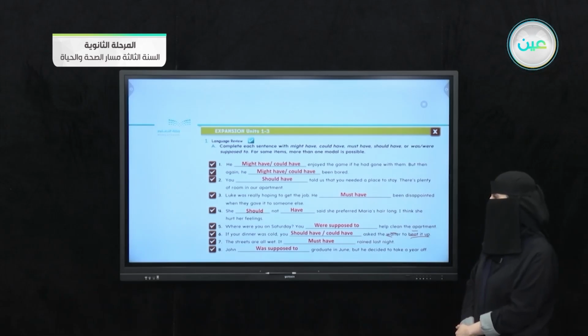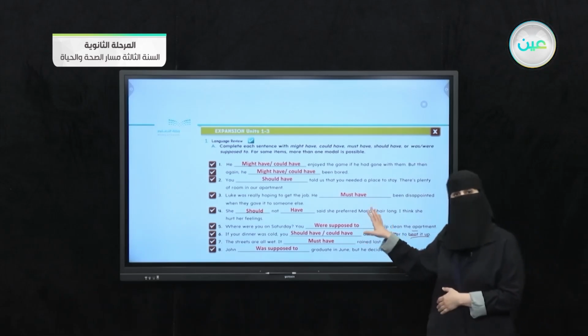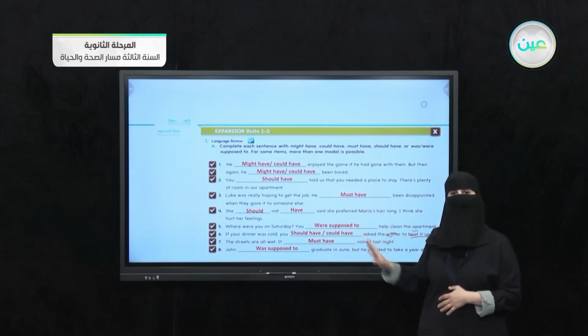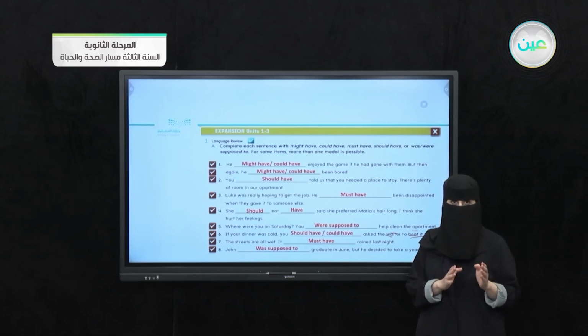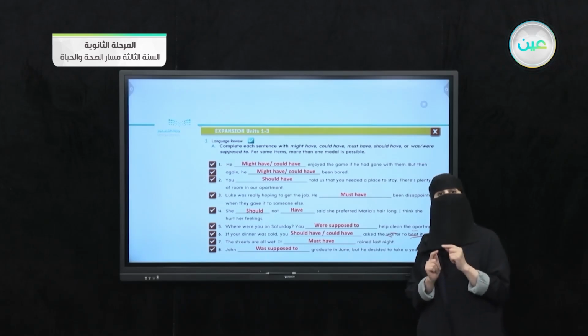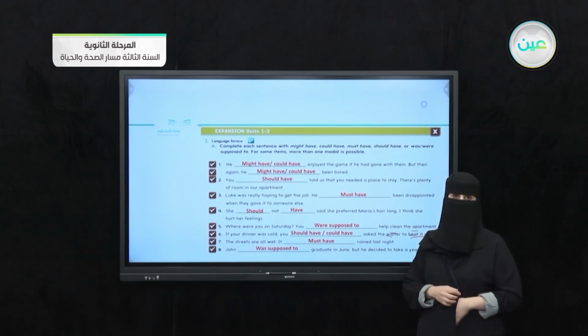Okay, from this question, we notice that the structure of past modals is modal plus have plus past participle. And the passive modals are absolutely different from what I mentioned. The structure of it is subject plus modal plus have been plus past participle.